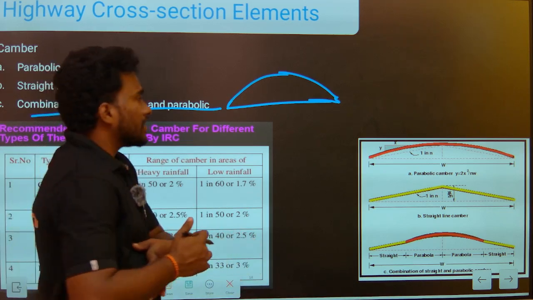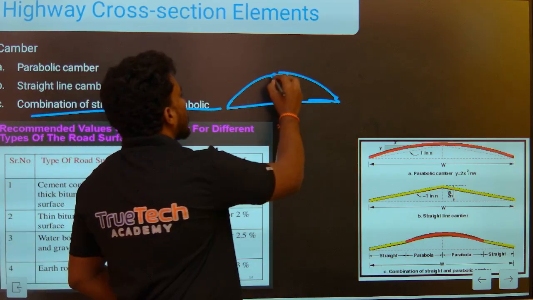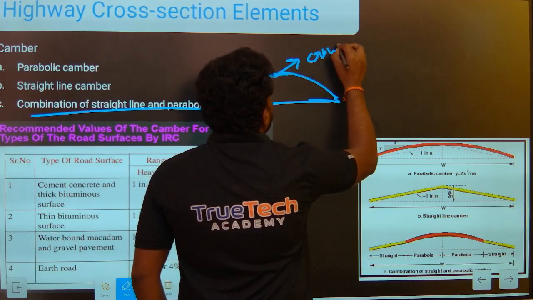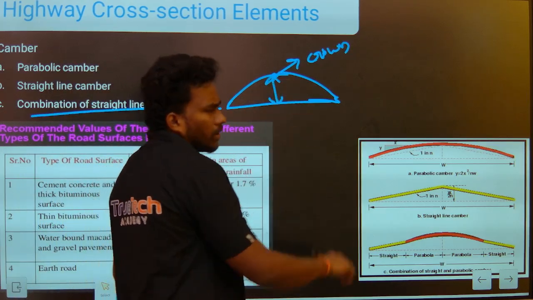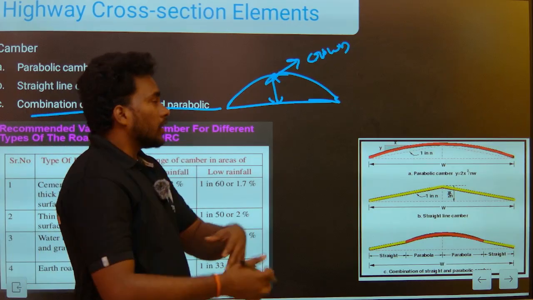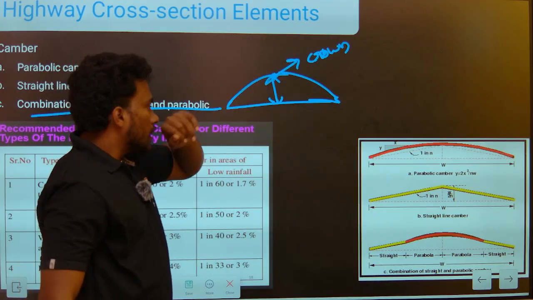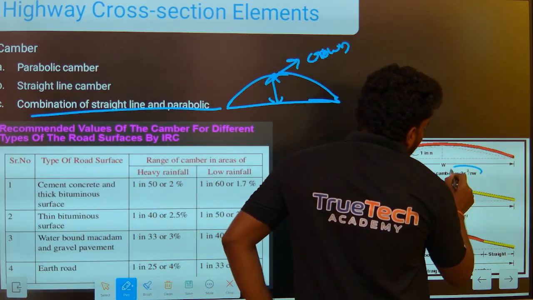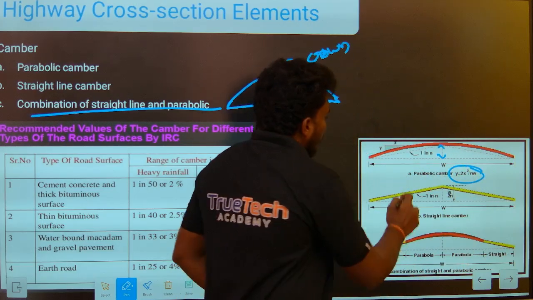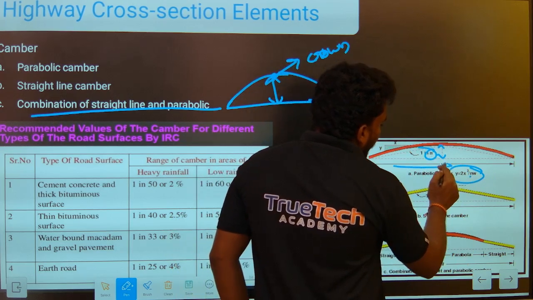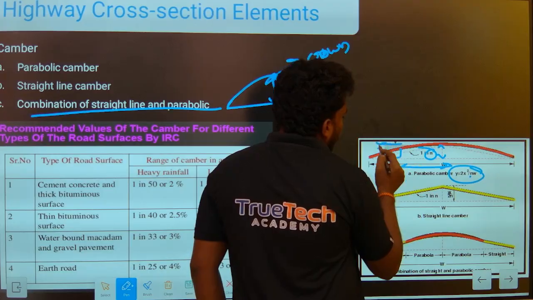Now the most important thing is that the top or highest point of this camber is called the crown. This is the most important thing, and it may come in RRB JE also. Crown is nothing but the highest point of the camber, and for parabolic camber, this highest point distance y equals 2x square by nW, where n is the slope and W is the width of the pavement, and x is the horizontal distance, like we are saying 1 in n.